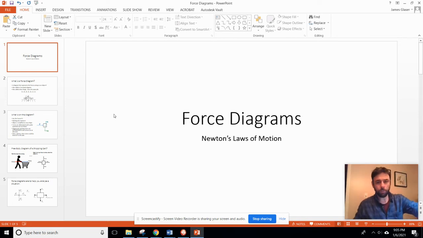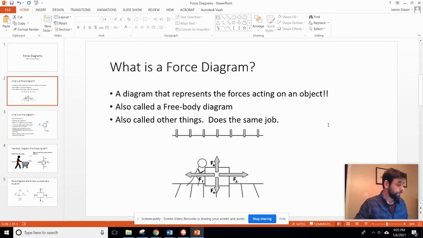Normally, I don't use a PowerPoint to talk about force diagrams because they're literally little sketches that you do in order to show the forces acting on something. But for the sake of my own sanity, we're going to go ahead and have a PowerPoint. So, force diagram, what is it? Well, obviously it's a diagram of forces. It's also called a free body diagram, among a bunch of other things. It basically shows the important parts of what's going on in any kind of instance that you're looking at.